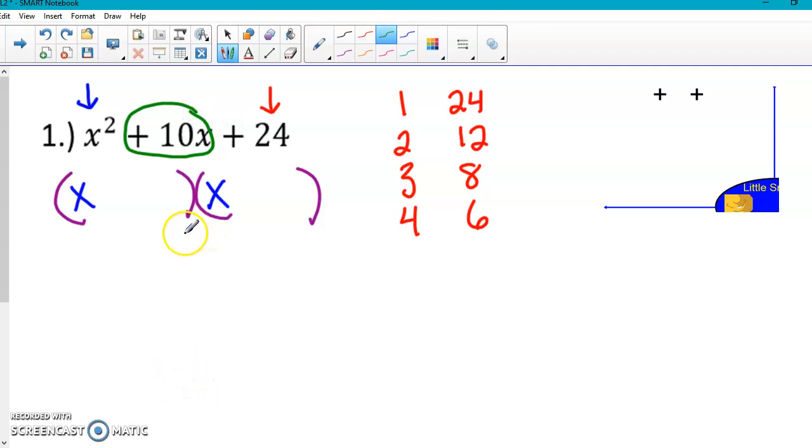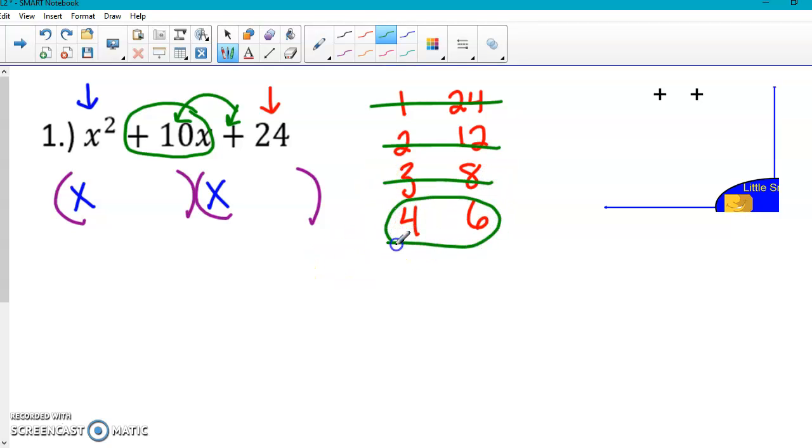So what we're trying to do is I need to pick one of these pairs that is going to add to get me 10. I'm going to re-go over that. I need to pick one of these pairs that is going to add to get me the number 10. So let's go through here. 1 plus 24, that's 25. 2 plus 12, that's 14. 3 plus 8, 11. 4 and 6. Okay, that makes 10. That means that's your answer. So we'll put one of those numbers here and one of those numbers here.